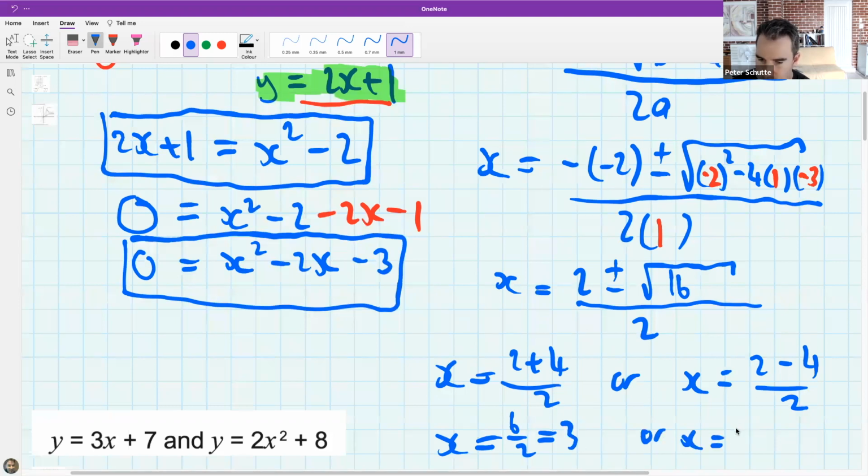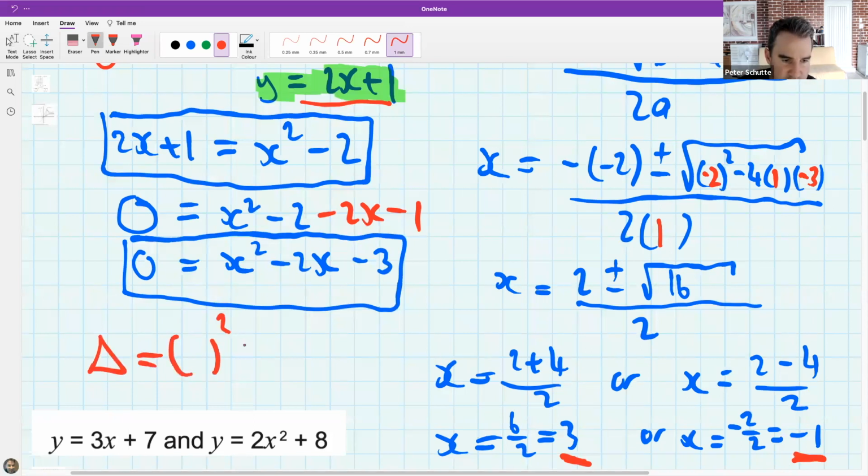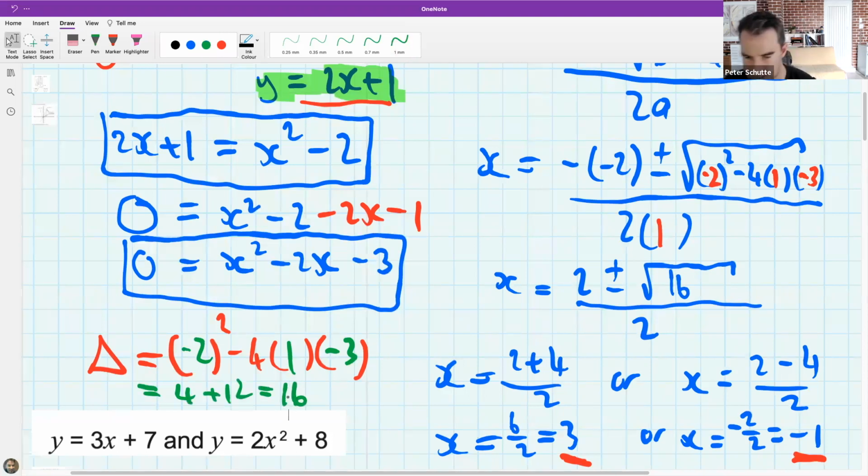We get x is 3 or x is minus 1. Oh, did I make a mistake? No. So there's a question if I made a mistake with delta. I'll show you I didn't make a mistake with delta because, watch this. Minus 2, 1, minus 3. This is going to be 4, and that's going to be 12, which is 16.